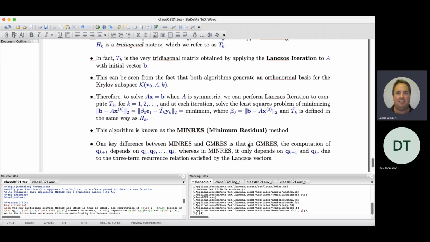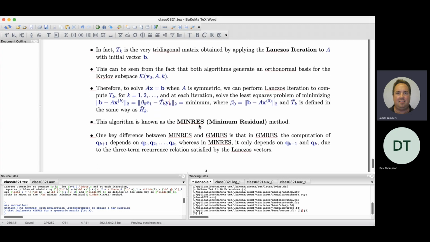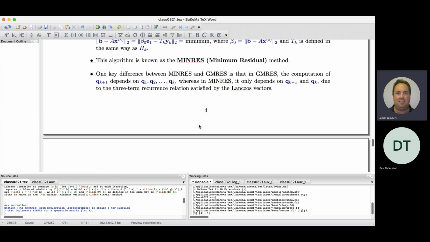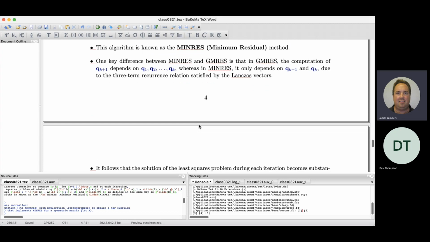The amount of work per iteration in terms of generating vectors is the same. However, in both methods, you're solving a least squares problem with a larger matrix. So that amount of work is growing too. So that's one significant drawback of both MinRes and GMRes compared to, for instance, conjugate gradient, where the amount of work per iteration is exactly the same.